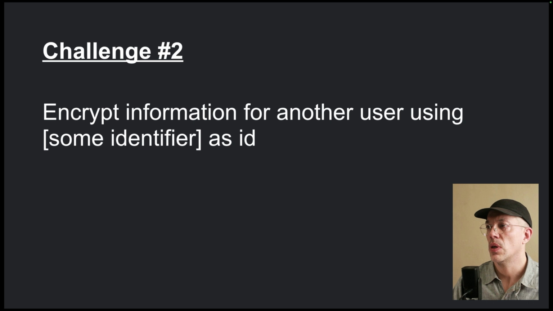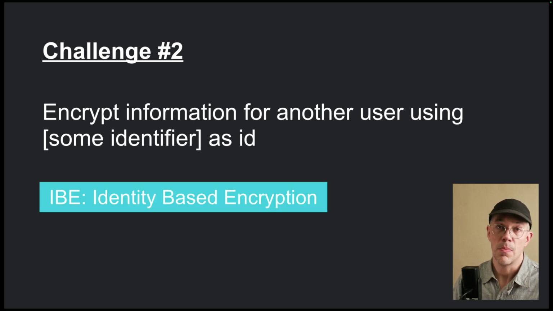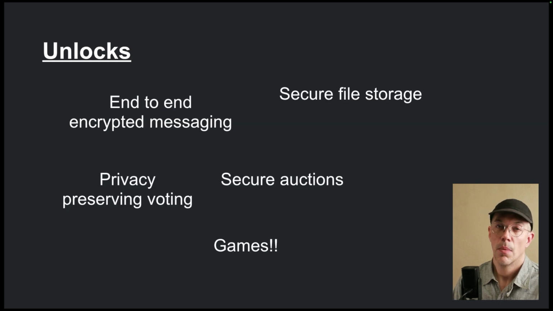And number two is that we might also want to encrypt information not for ourselves, but some information that is meant for some other user. So we want to be able to use some kind of identifier as an ID when we encrypt information. When doing so, we call it IBE, or identity-based encryption. Being able to more easily work with encrypted information on a public blockchain unlocks a whole host of use cases, including these, but not, of course, limited to. So basically anything that you can think of that requires some kind of secrecy can benefit from this vetKeys feature.